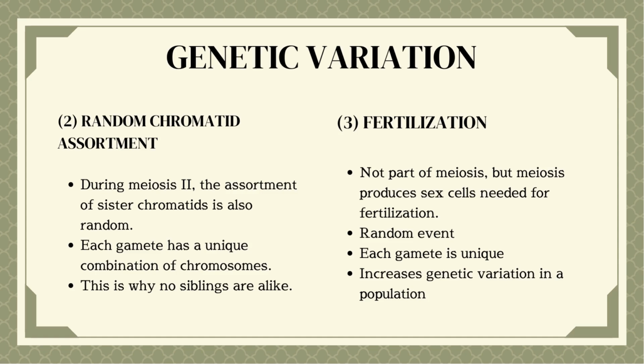Third is fertilization. Fertilization is the final step that maximizes genetic diversity. It is the random union of a sperm and an egg cell. Because each of these gametes is already genetically unique due to crossing over and independent assortment, the combination of any two of them creates a new individual with a one of a kind genetic makeup.